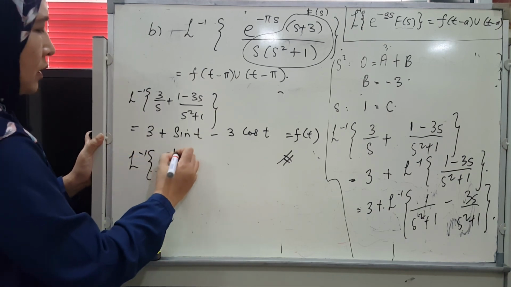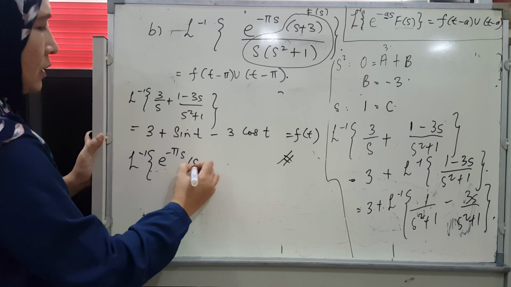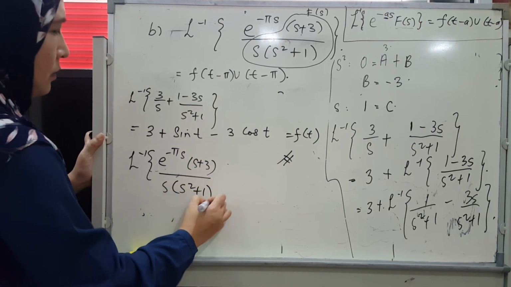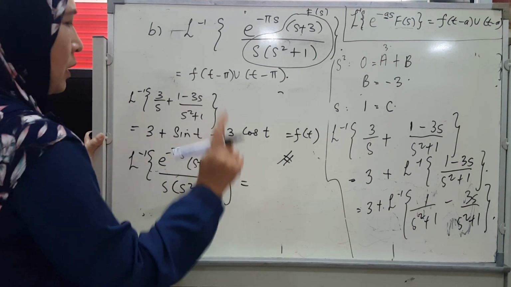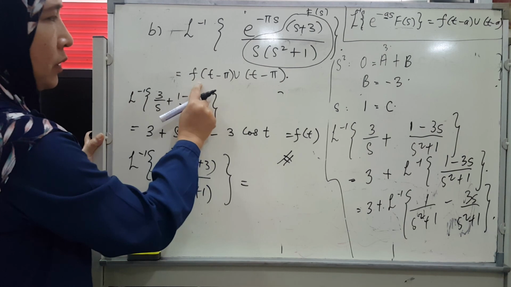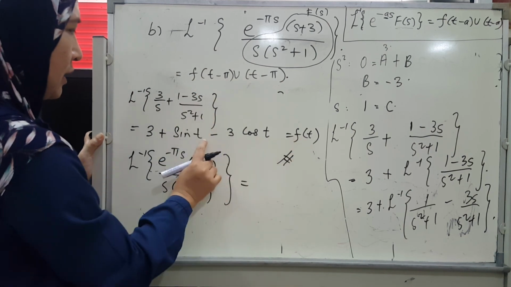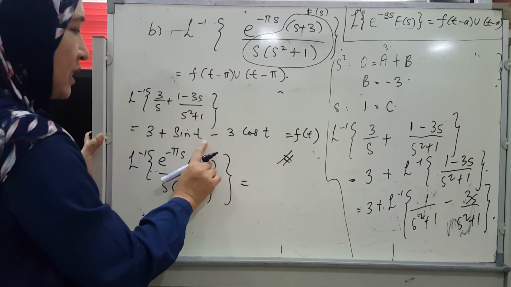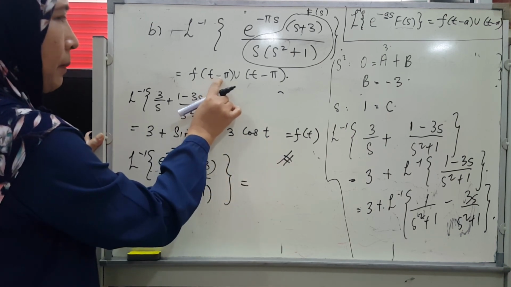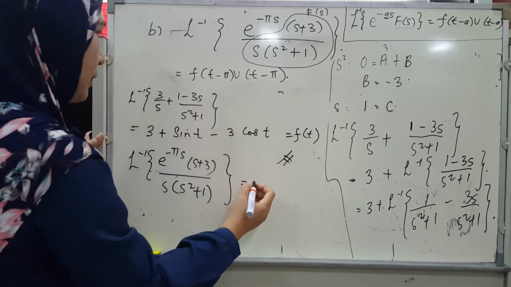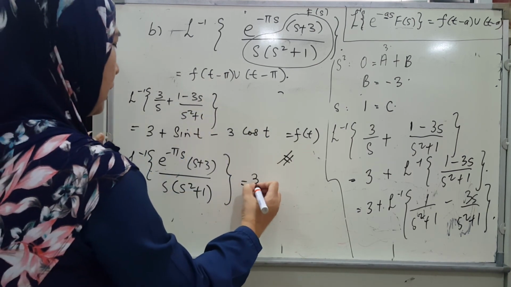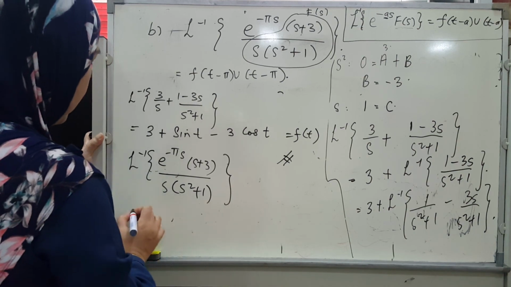Our question is this: f(t minus pi), right? We want f(t minus pi). We have f(t) as this, so we substitute all the t's, t here in terms of t, with t minus pi, because we want f(t minus pi). This is f(t). So 3, sorry, here.